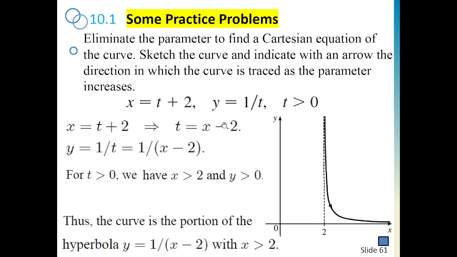Now we could obviously rewrite this quickly, write t as x minus 2 and then y is 1 over that. So that gives us an expression.